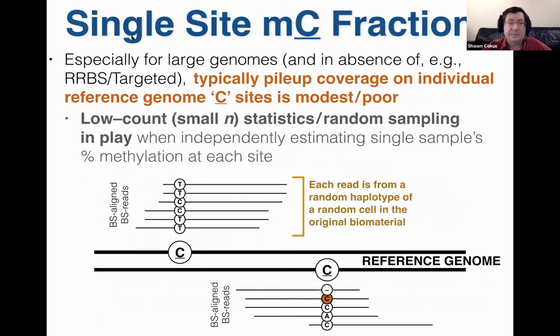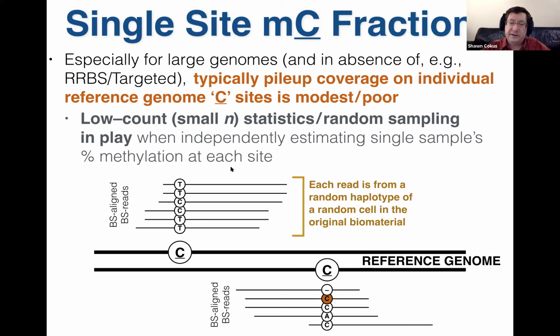Okay, so when we look at the reads that cover a particular locus, a particular cytosine site, unfortunately, given the current state of technology, the pileup coverage on individual sites is usually modest to poor. So low count, small sample size n statistics and random sampling come into play when you independently try to estimate a single sample's percent methylation at each site. It's like RNA-seq if all your genes were like 10 counts or something. This is the region we're in, down here in this low counts zone.